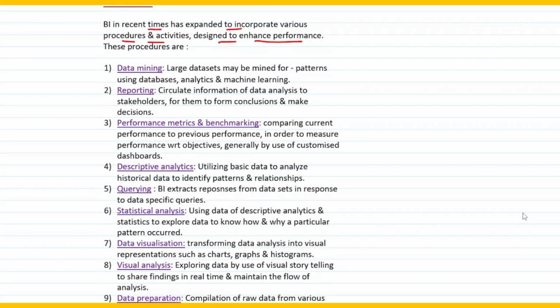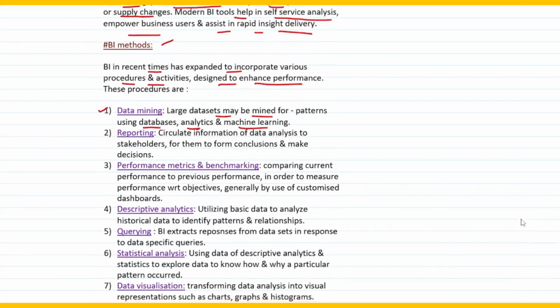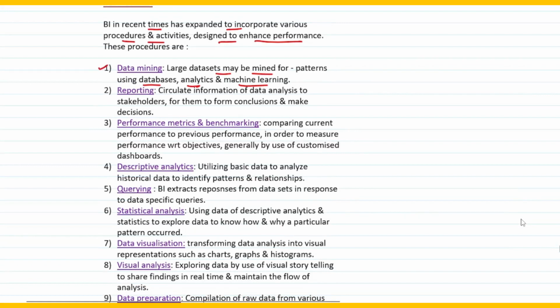First one is data mining. What do you mean by data mining? Large data sets may be mined. Mine means what? Explored, something which we have already done before. So large data sets may be mined for what? For any kind of patterns, using what? Databases, analytics, and machine learning. So that's what is data mining. So what we are learning here is different types of BI methods that we can employ for enhancing the performance, right? So the first one we have done is data mining. Data mining is large data sets may be mined for patterns using databases, analytics, and machine learning.